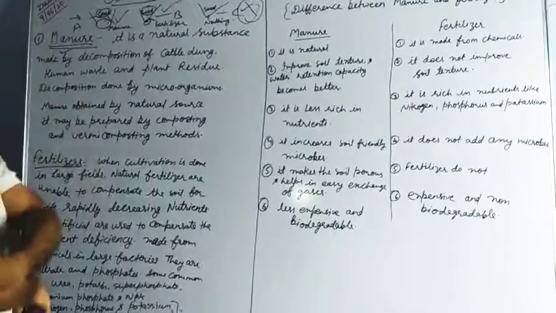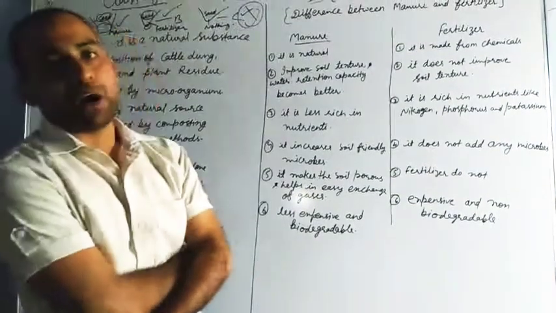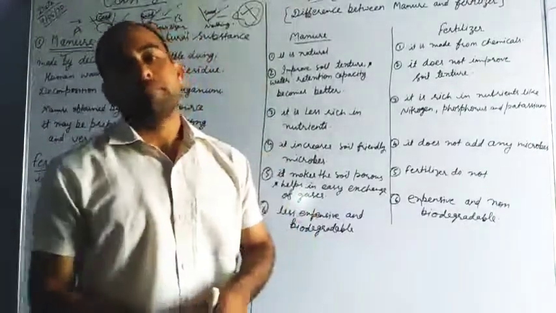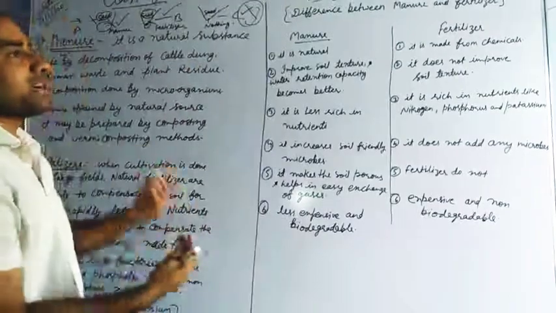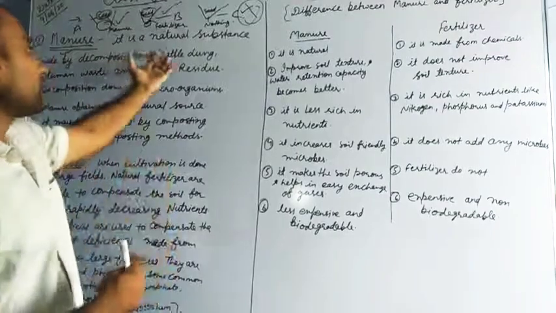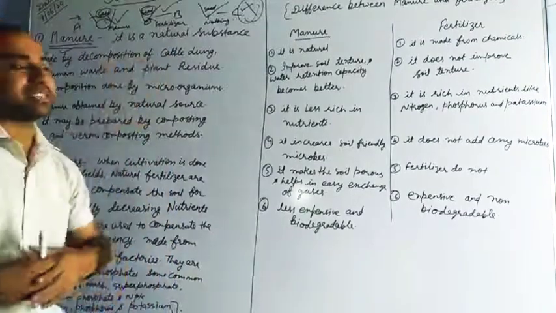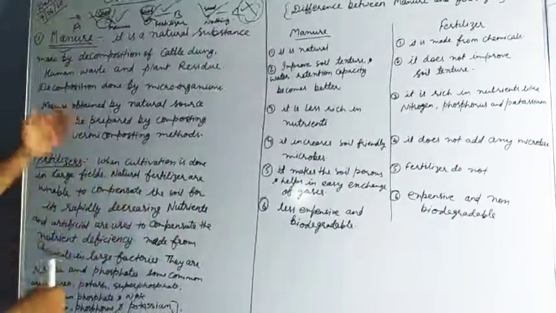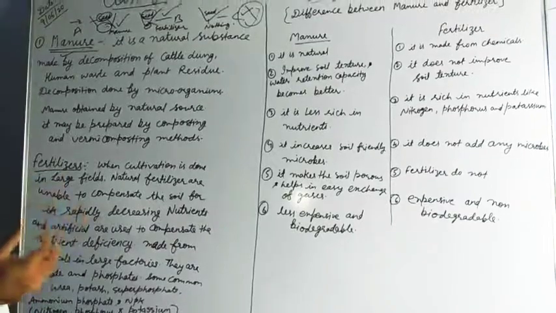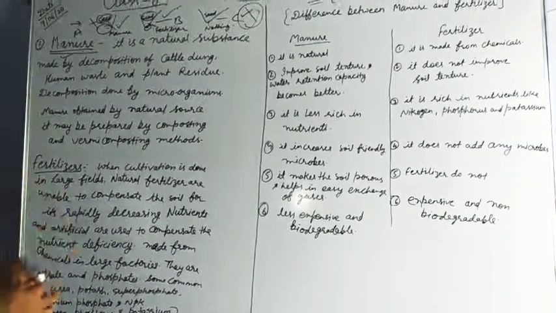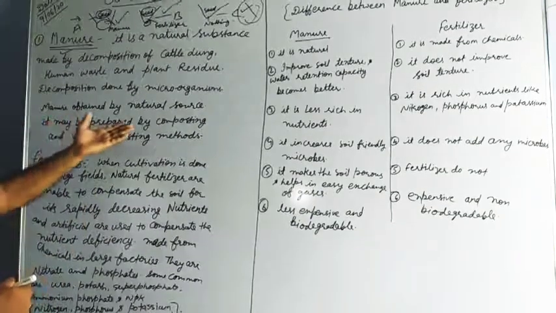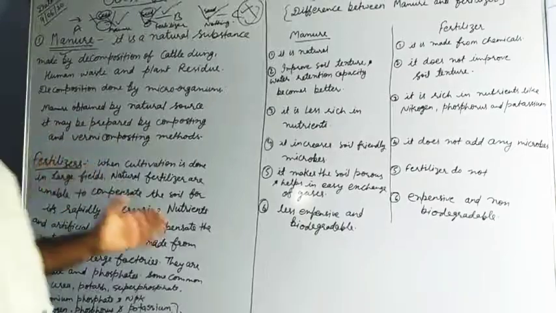So decomposition of all those things is done with the help of microorganisms. In our next chapter we will learn about microorganisms. During that time I will tell you how the microorganisms convert cattle dung, human waste, plant residue into nutrients. Manure is obtained from natural resources, because we are getting it naturally from animals and human beings. That's why it is called natural source. It may be prepared by composting and vermicomposting.